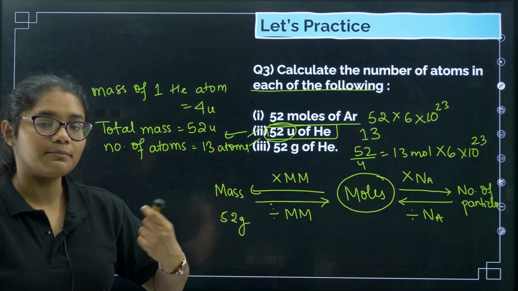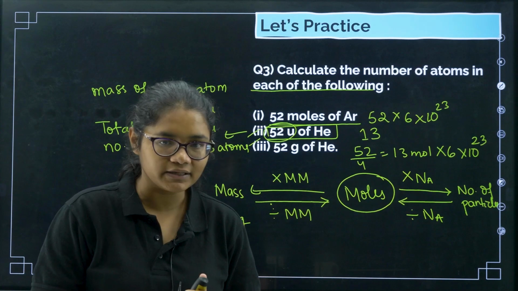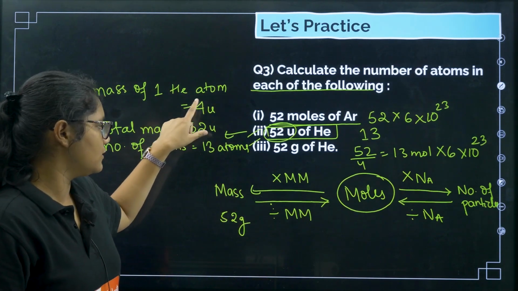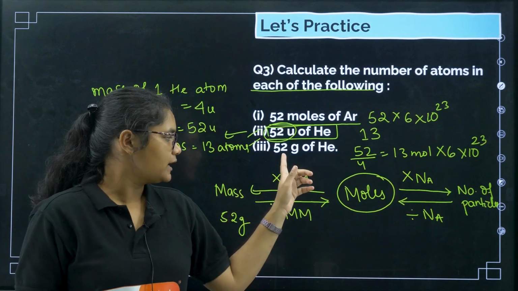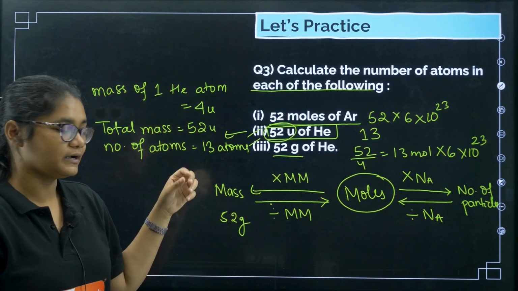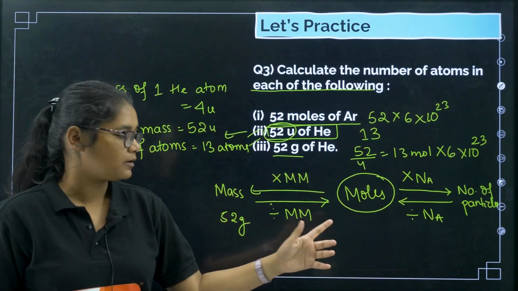Okay, so these two options are very important to understand here. 52 u means it is the mass of the atoms. So if you just divide by the mass of one atom, you will get the number of helium atoms present. But here when you divide it with 4 gram, you are taking the molar mass, so it will give you the number of moles.